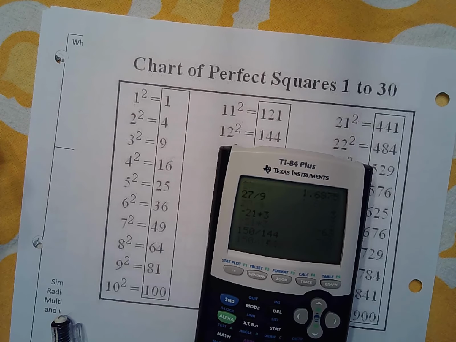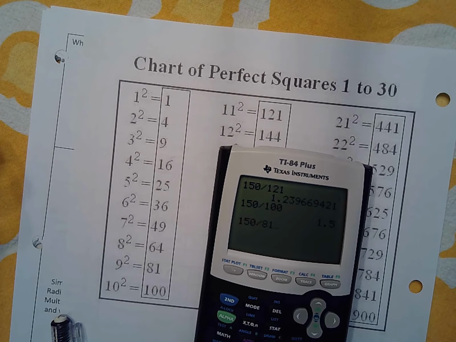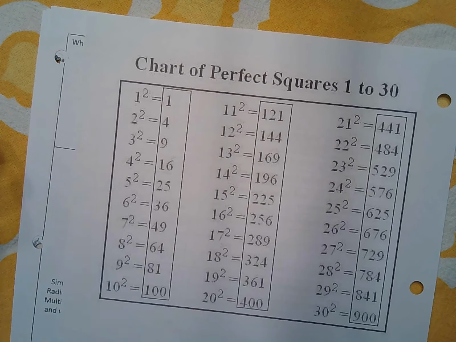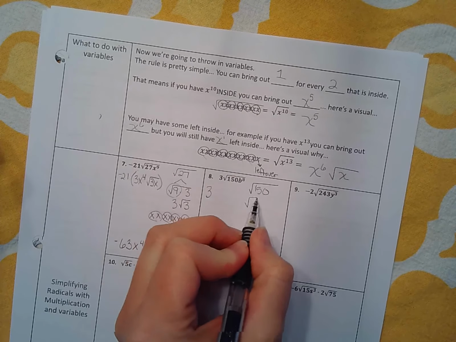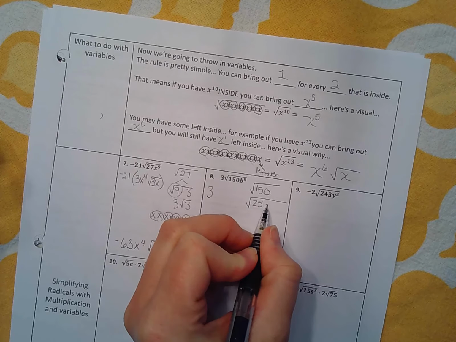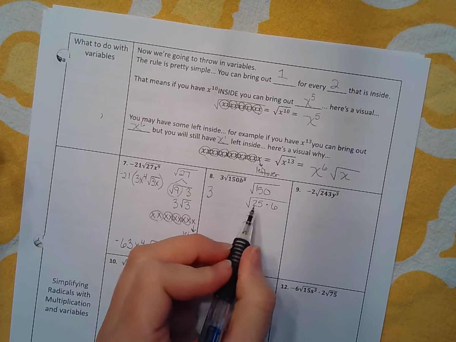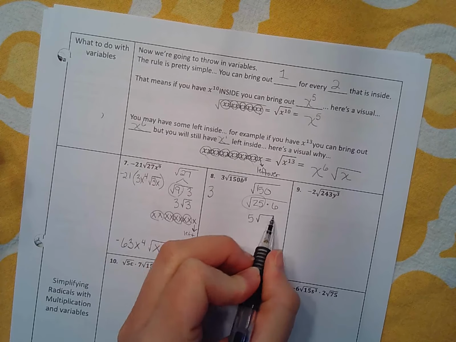150 divided by 144, 150 divided by 121, 150 divided by 100, 150 divided by 81, 150 divided by 64, 150 divided by 49. Decimal, decimal, decimal, decimal, decimal, decimal. 36, decimal. Magic, it's 25 and 6. And we learned from previous lessons that the square root of 25 is 5, the 6 is trapped.